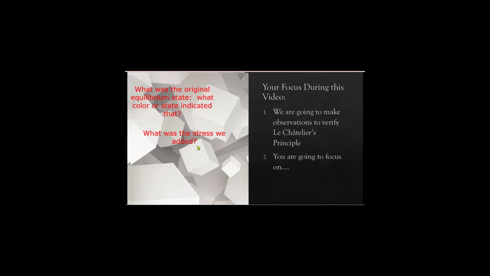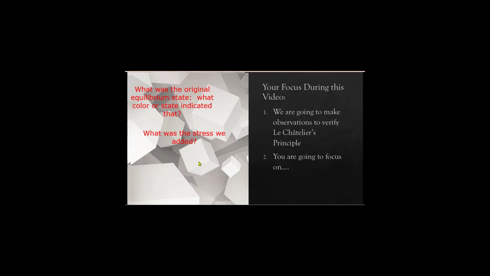All right. What's the stress we added? That's the next thing. So you're going to see the technician add stress to that system. Usually it's going to split tubes out, so we'll make a system at equilibrium and split it into multiple tubes. One tube will remain. That's our original equilibrium indicator. So we say, okay, that's what it looks like before the stress has happened. Then the technician's going to start to stress the other test tubes. And I want you to pay attention to what stress the technician added.